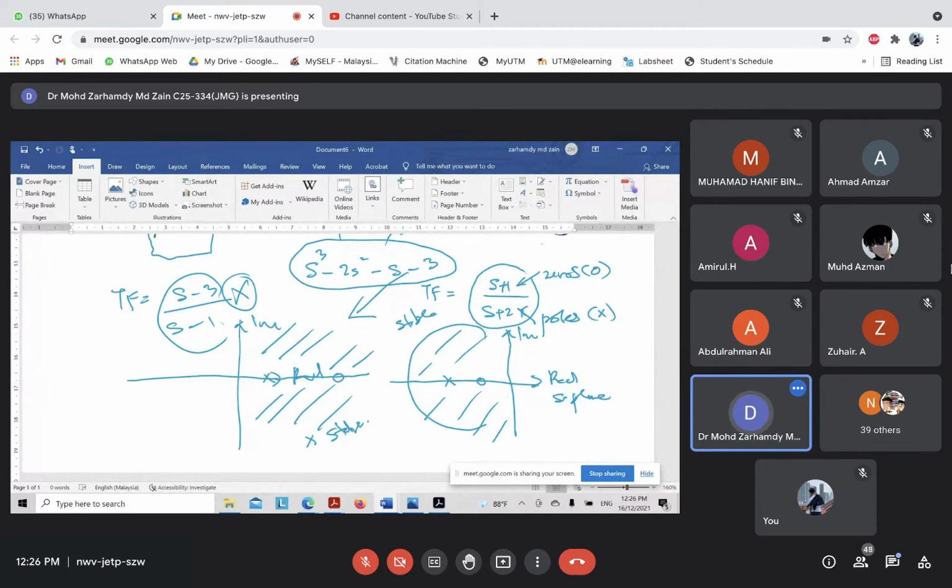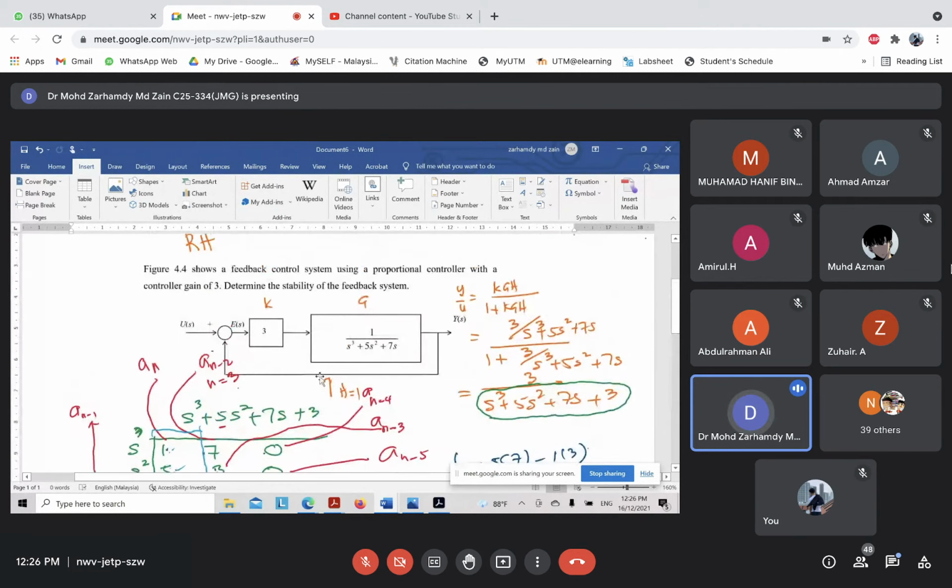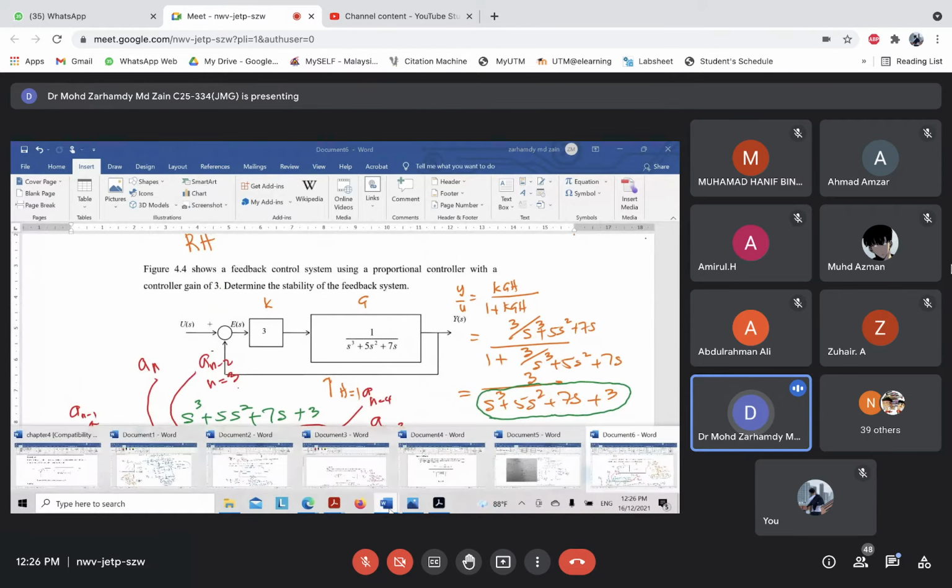Baik, okay. So this is the basic example. So we can look into another example.